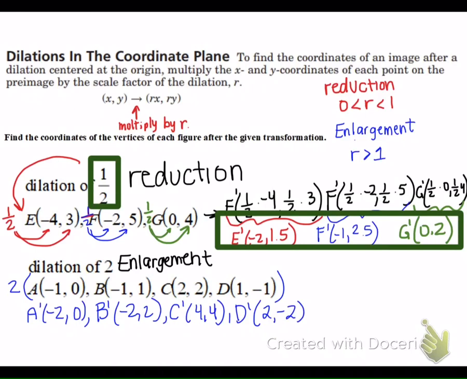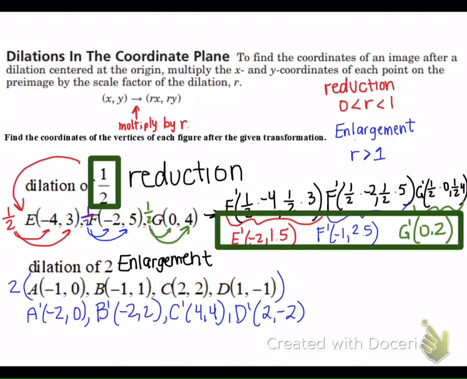What if you didn't know how to multiply? What if you didn't know 1/2 and 5? What can you do? Use a calculator. Always have a calculator to use. Use a calculator. Find the decimal representation of it. It's also acceptable. Okay?